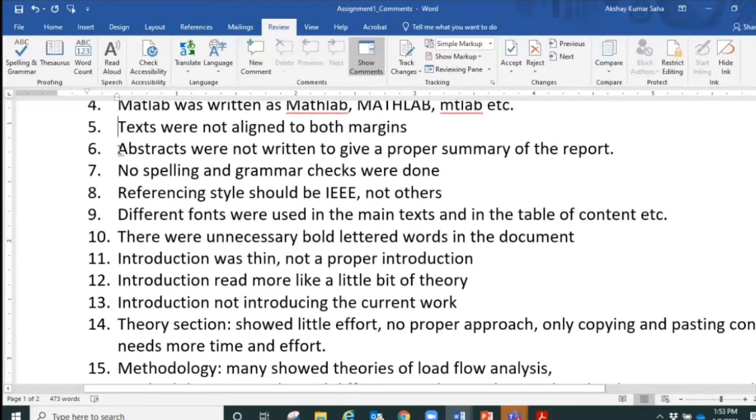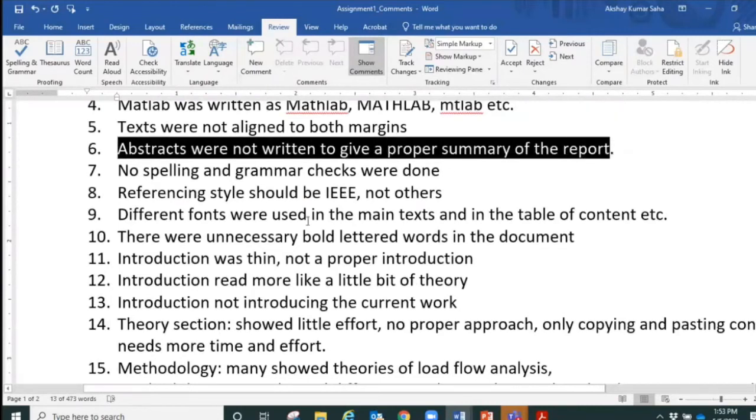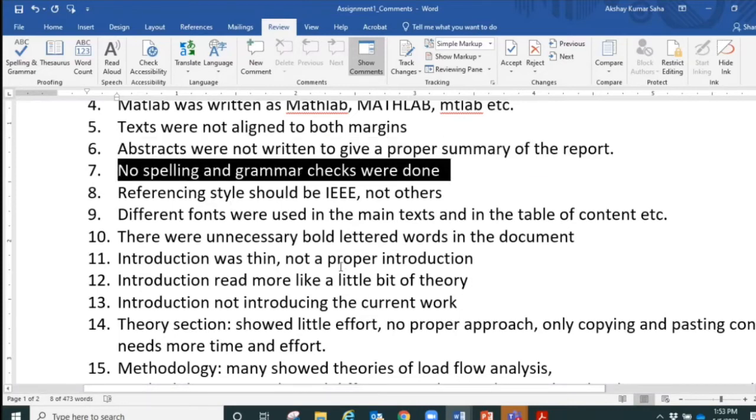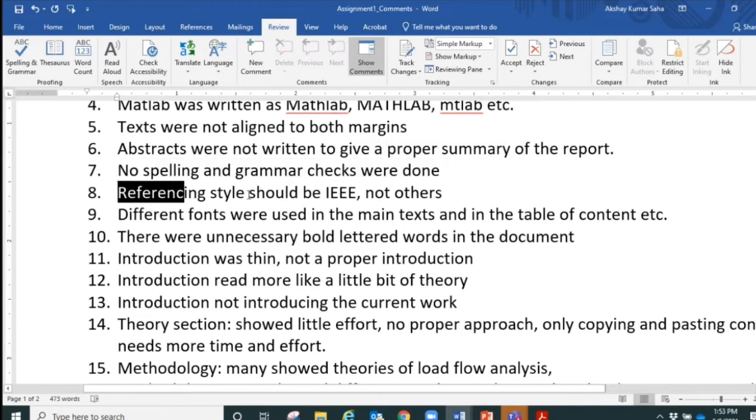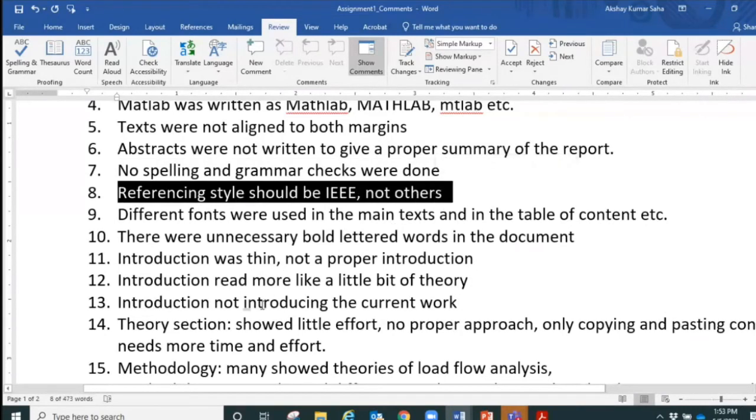Then coming to the abstract again, the abstract was not giving a proper summary of the report that I have mentioned. It has to give a proper summary of the report. Then in many cases I found that spelling and grammar checks were not done. The referencing style was different for some. It's supposed to be IEEE. We're not practicing Harvard or APA or any other style. We are practicing IEEE style.